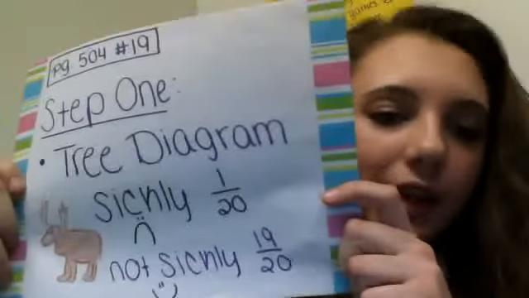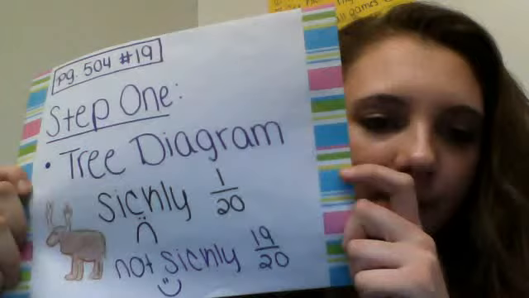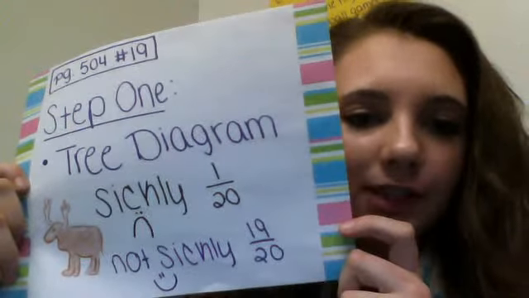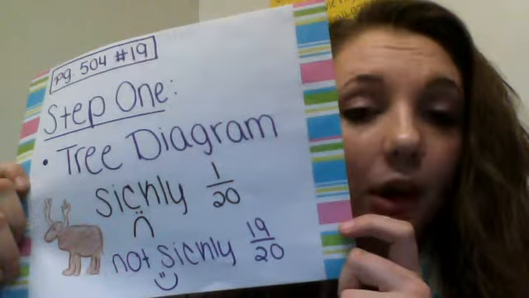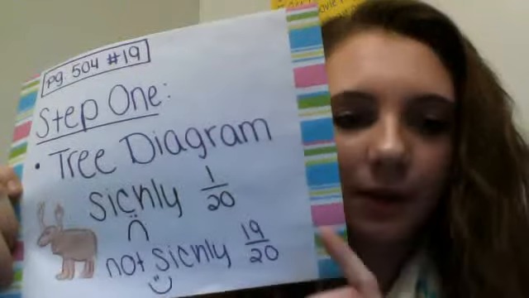Now, the first two branches are going to be the probability that the caribou is sickly and the probability that it is not. So for sickly, we have 1 over 20, which we get from the problem, and then not sickly we don't get from the problem, but we know that it will be 19 over 20 because probability always adds up to 1. So 1 over 20 plus 19 over 20 will equal 1.